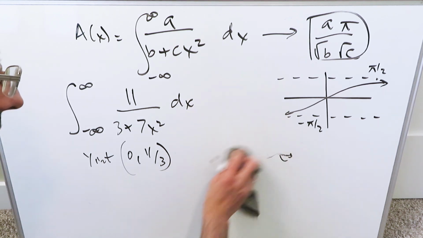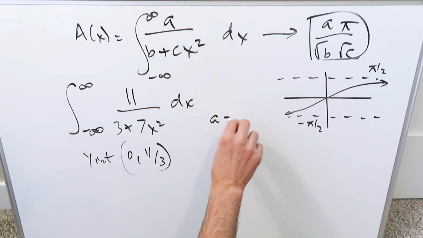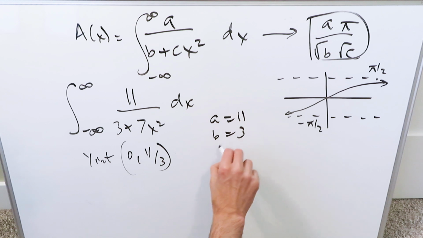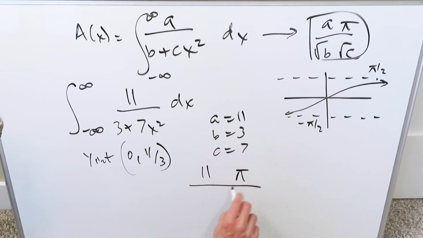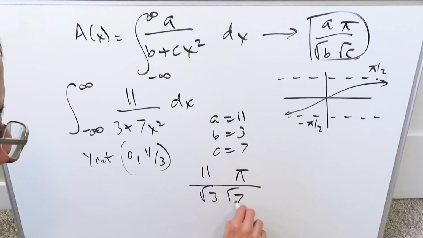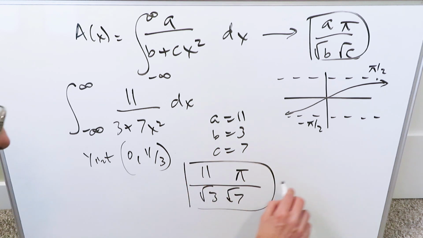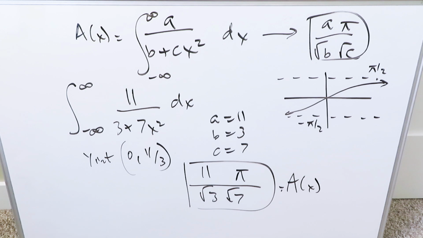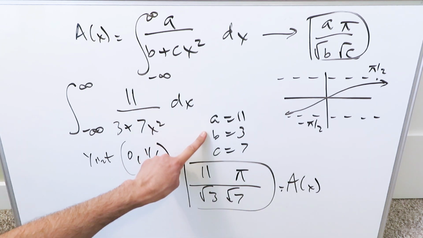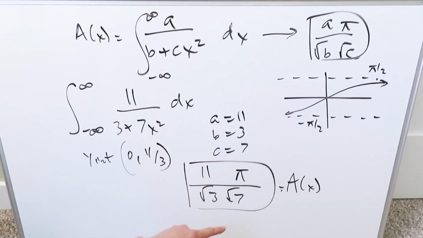When I'm looking at this area calculation, I know my a is equal to 11, b is equal to 3, and c is equal to 7. My end result of the area below the curve, minus infinity to infinity, will be 11 pi, the pi coming from the arctan, divided by root 3 root 7. This right here will be my area, and it will be correct. You can easily combine this to root 21 if you want. I'm just keeping it separate so you see the various items a, b, and c. 11 pi over root 3 root 7 would be the area for this integral.